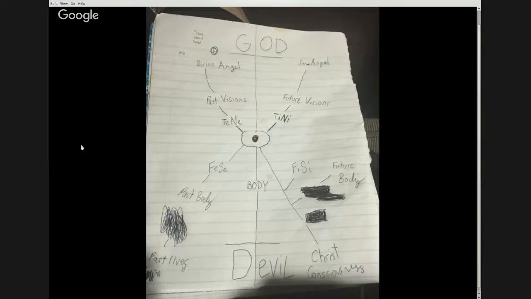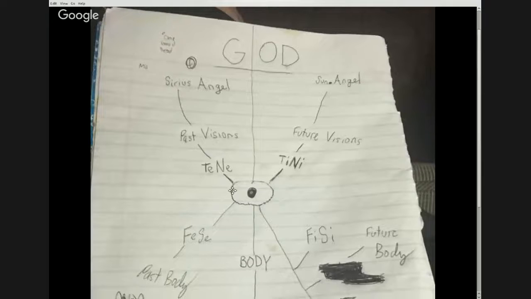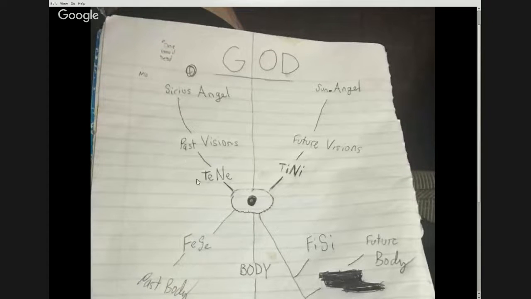Right. So, what is the serious angel? The serious angel is an angel that you can connect to if you want to reach it and if you have good intentions. Right. What are past visions through the lens of TE NE?